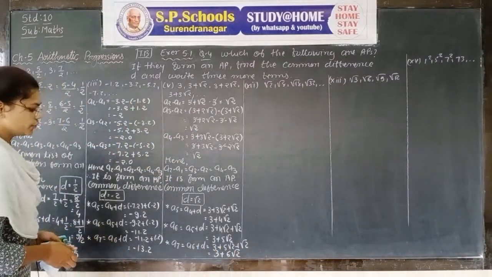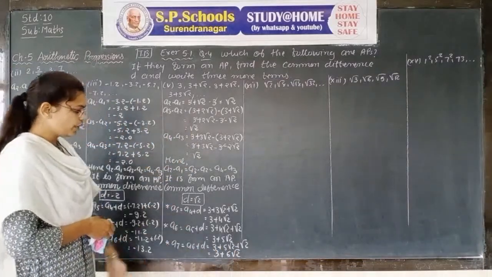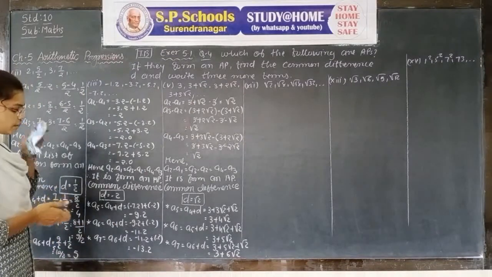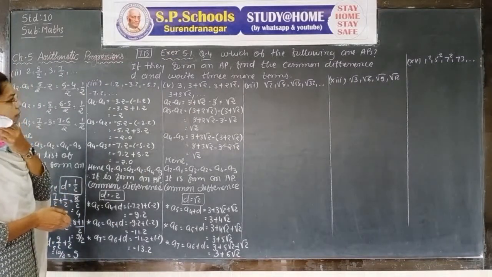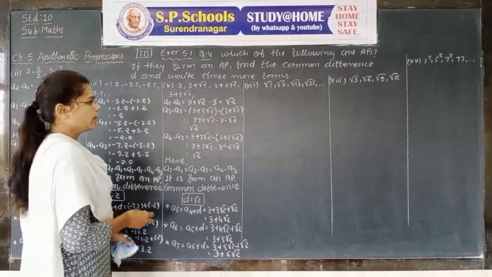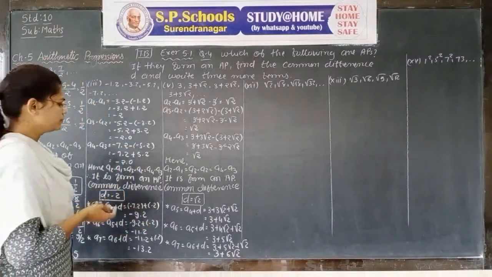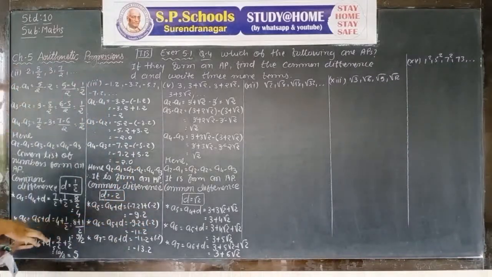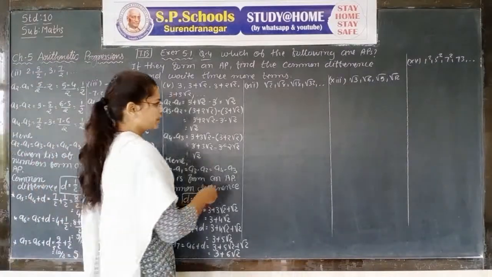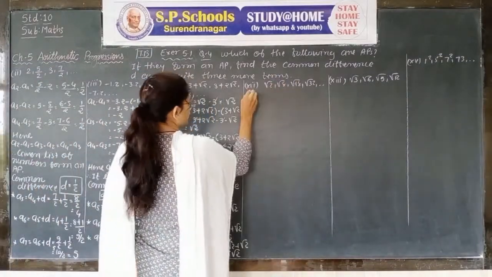Here 3 plus 4 root 2, 3 plus 5 root 2 and 3 plus 6 root 2 are the next three terms of the given arithmetic progression. Next one: the first three were examples from the AP. Now what is in the next one?